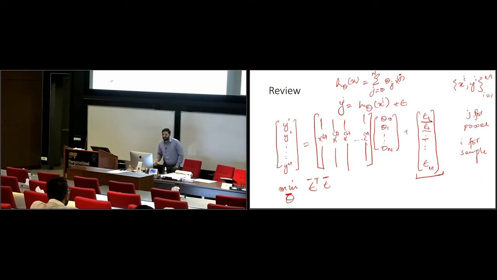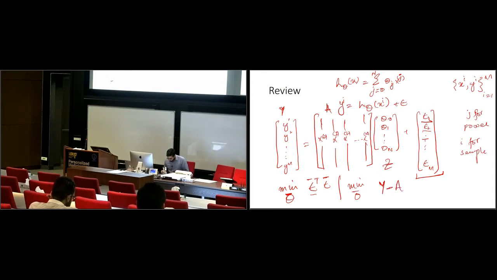Okay, so to minimize this, to actually find the value of theta which works, you would say minimize over theta and just put the value of E transpose here. So E transpose is, let's call this Y, let's call this A, and let's call this Z. Then we can write this as (Y minus AZ) transpose, (Y minus AZ).